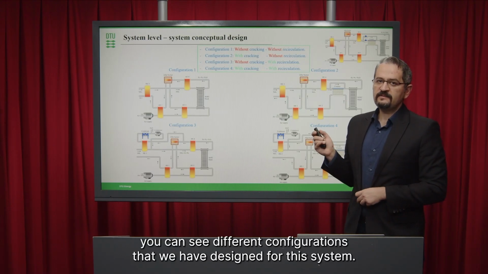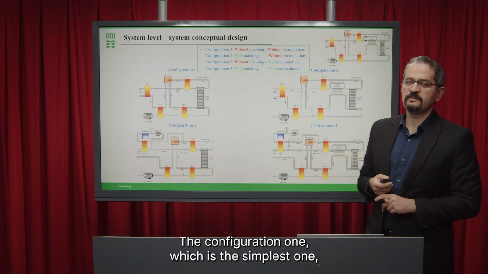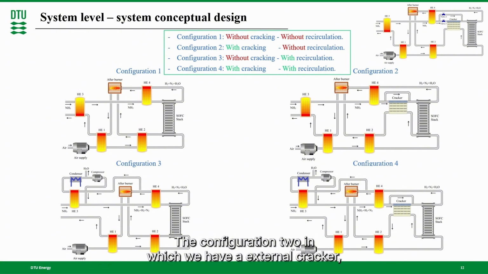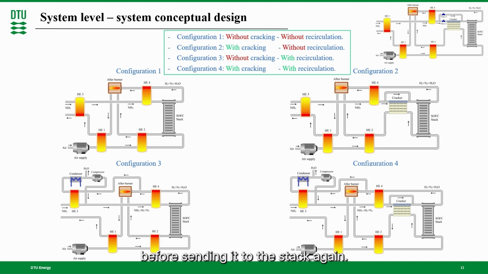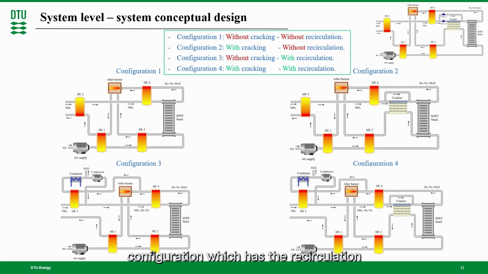So in here you can see different configurations that we have designed for this system. Configuration 1, which is the simplest one, we don't have any pre-cracker, we don't have any recirculation. Configuration 2, we have an external cracker, as I mentioned, to reduce this nitriding risk. Configuration 3, we have only this recirculation. We also have a condenser to remove the steam content before sending it to the stack again. And configuration 4, which is the most complicated configuration, has the recirculation and also the external pre-cracking.